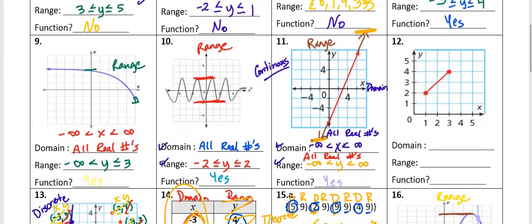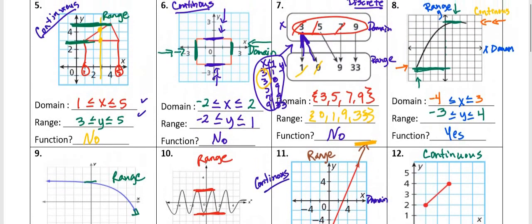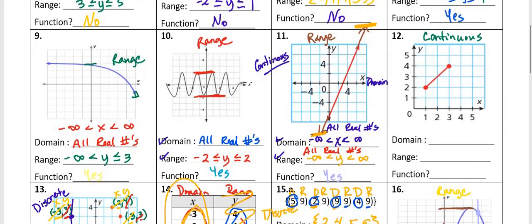Look down here at number 12. On number 12, I see that these are not individual points. This is continuous. So I know that it is going to be written in interval notation, just like I did with problem number 8. And I see that these are solid points right here. That means that this point, which is at 1, 2, and this point right here at 3, 4, are included in this line because they are solid points.